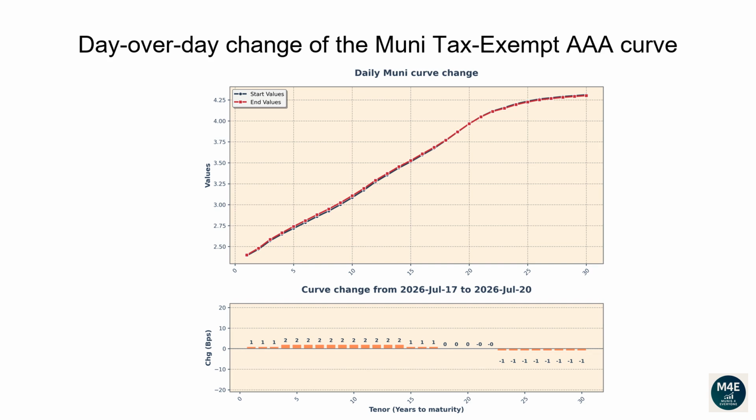The one-year tenor changed 5 basis points. The 2-year tenor changed 6 basis points. The 5-year tenor changed 8 basis points. The 10-year tenor changed 8 basis points. The 20-year tenor changed 5 basis points. The 30-year tenor changed 8 basis points.